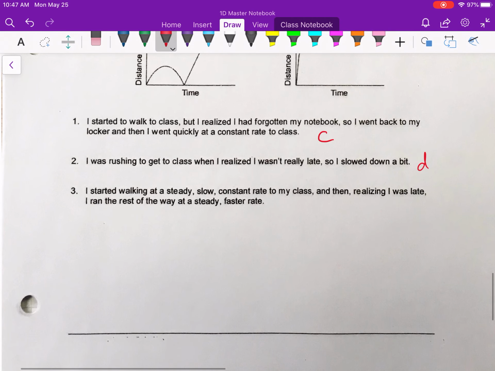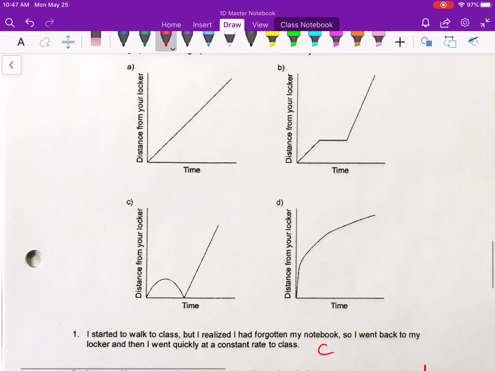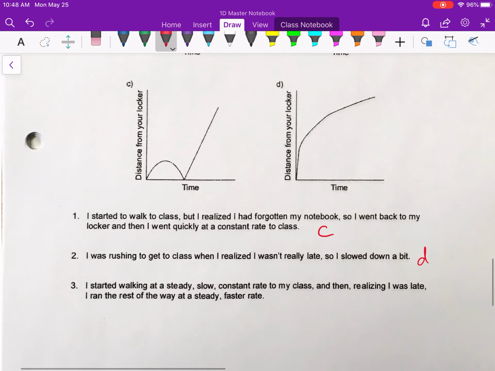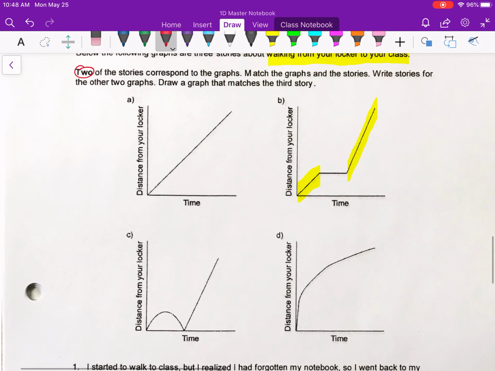So that could be B, because someone is walking. It looks like this is walking to class. And then here's someone that looks like they're running to class. But there's 2 things wrong with this. First of all, the question said that only 2 of the stories matched up, and we've already matched our 2 up. The other thing is that story I just read didn't say anything about stopping, and remember this means stopping. So there's no stopping happening here.